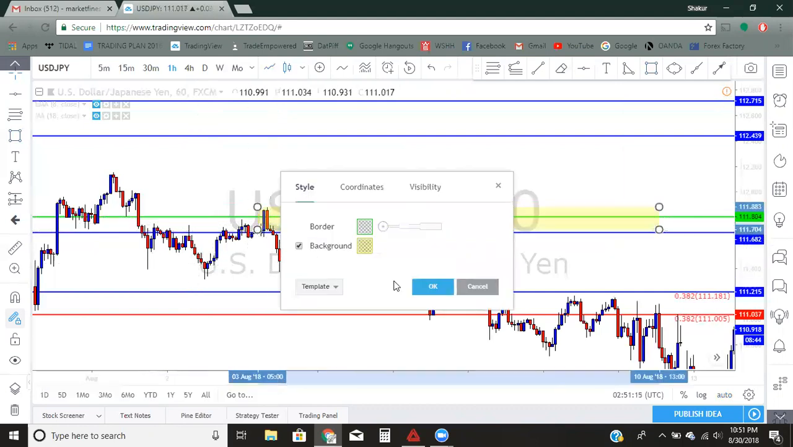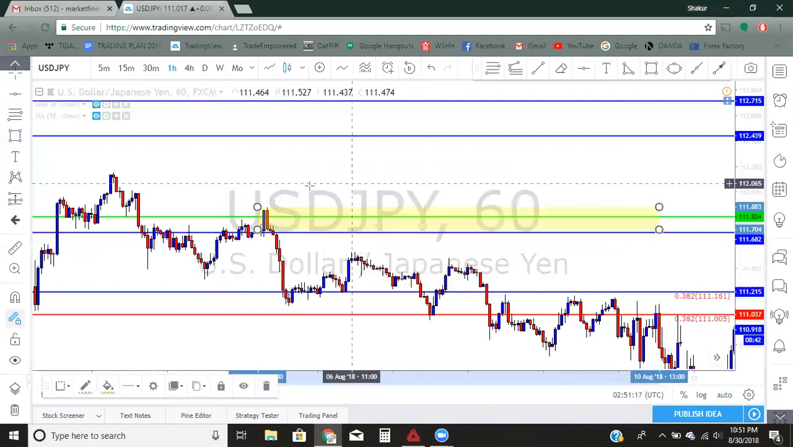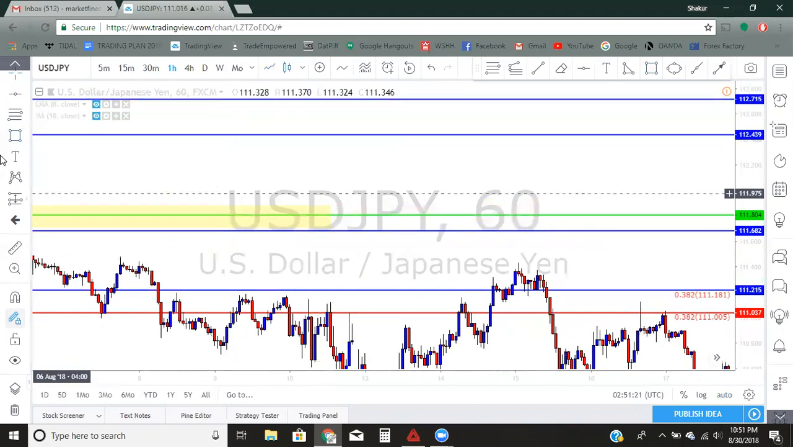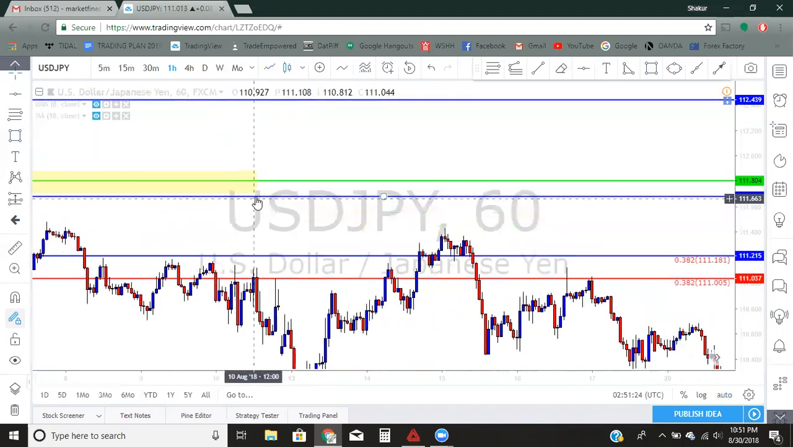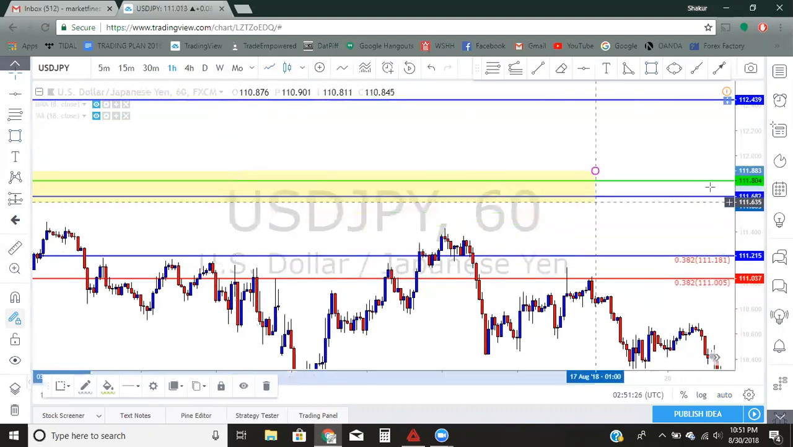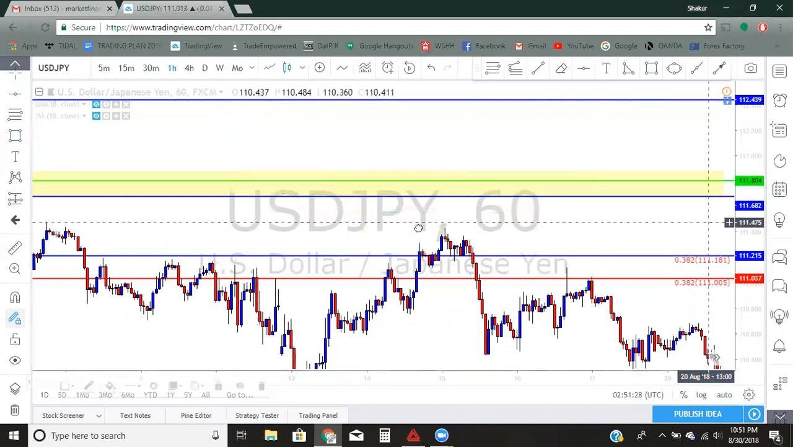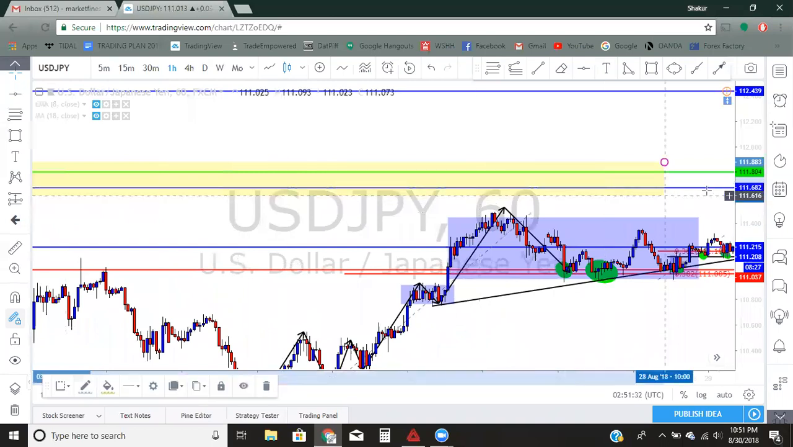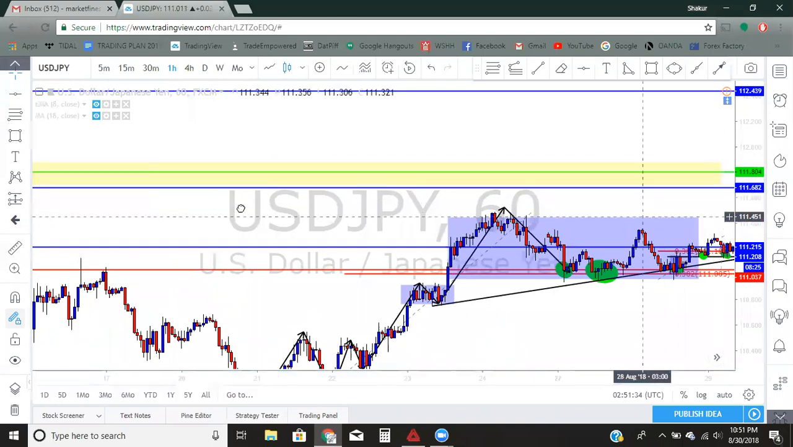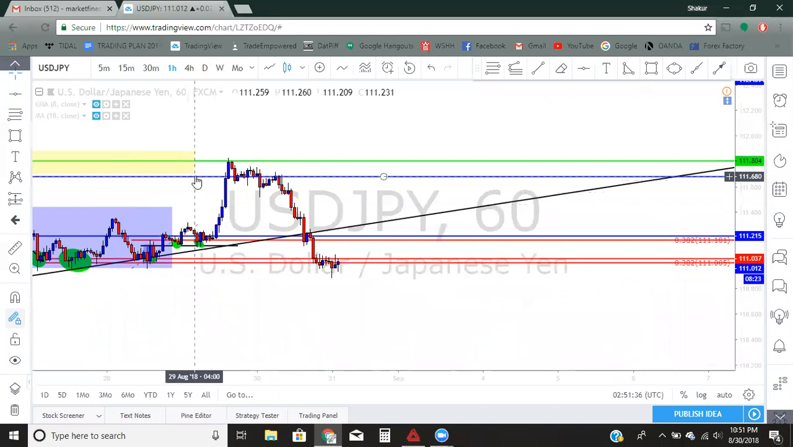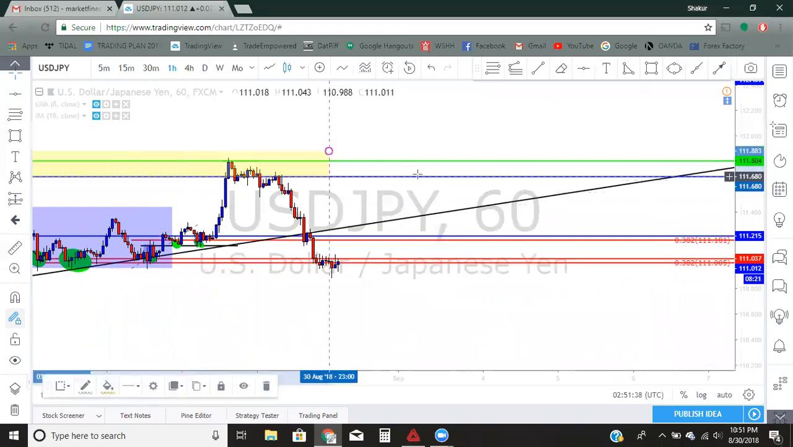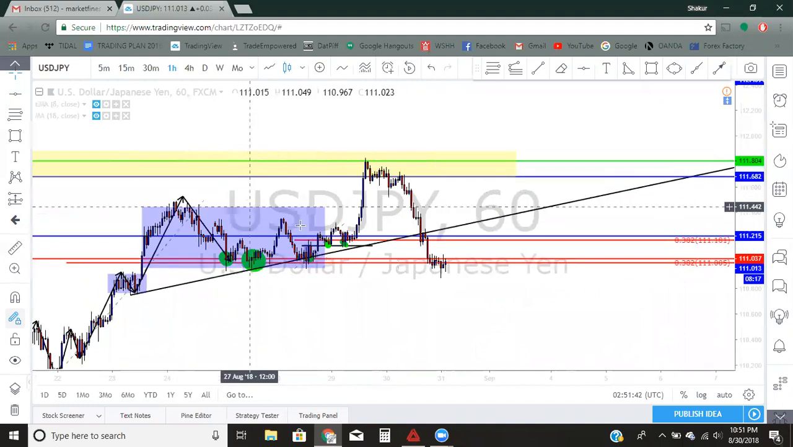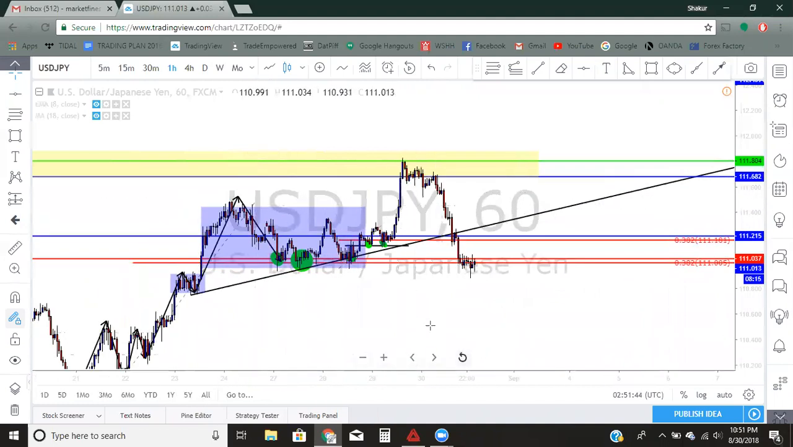And I marked my supply zones. I'm gonna mark it as yellow so you can see how the market reacted when it got to that zone. One second. We came in this zone, and as the market was in that zone, it basically just respected it.